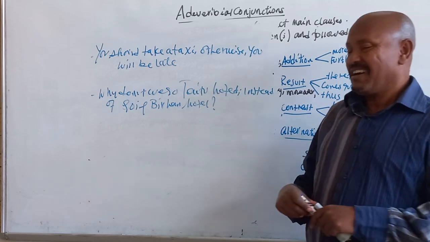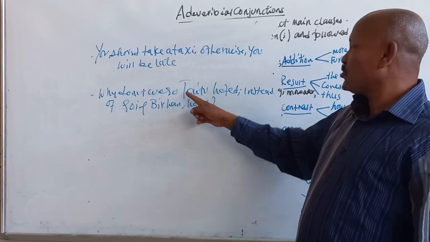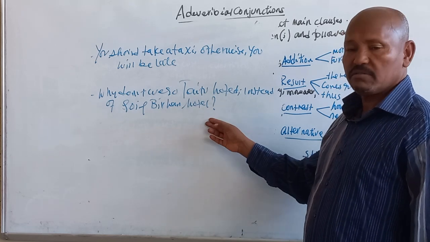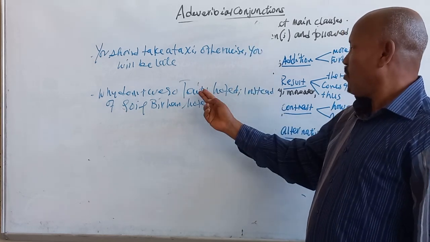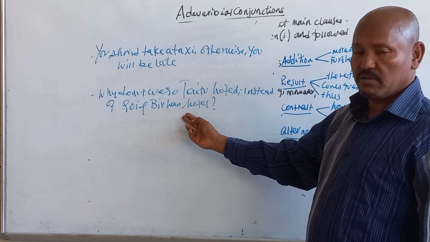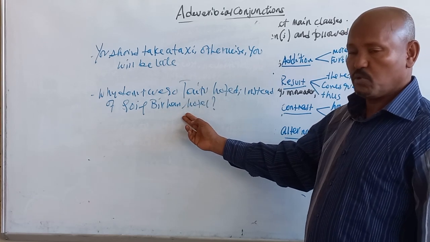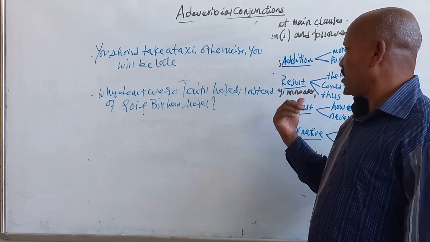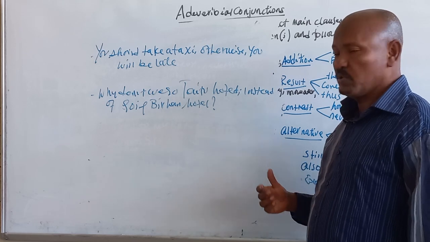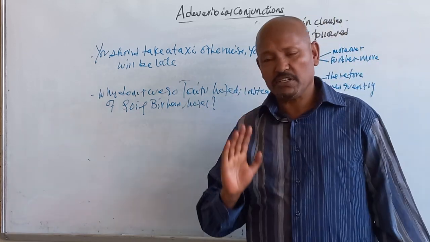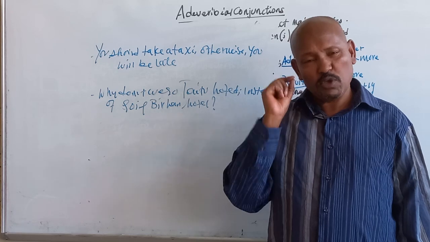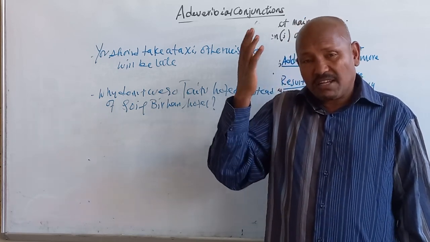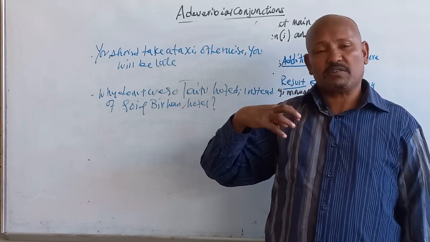Instead, there is an alternative here. Why don't we go Thai hotel instead of going Brahan? There are two alternatives here. One is Thai hotel, the other is Brahan hotel. Why don't we go Thai hotel instead of going Brahan hotel? Look here. Why don't we go Thai hotel instead? The other alternative is understood by the speaker.